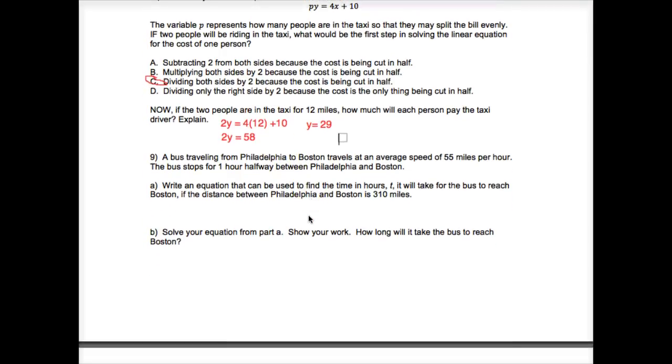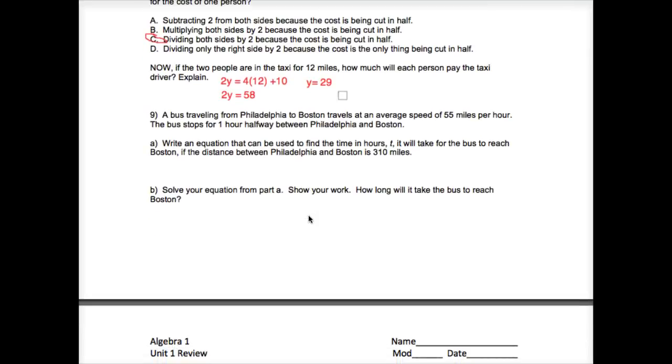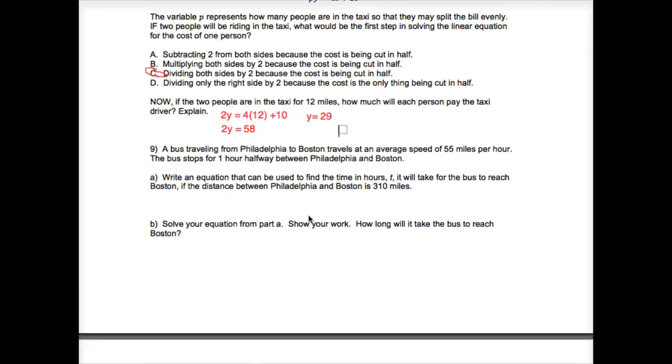Number 9, a bus traveling from Philadelphia to Boston travels at an average speed of 55 miles per hour. The bus stops for 1 hour halfway between Philadelphia and Boston. Write an equation that can be used to find the time in hours T it will take the bus to reach Boston if the distance between Philadelphia and Boston is 310 miles. So one thing that you discussed in junior high, very important, just general math knowledge, is the formula that rate times time equals distance. So this is what we're using in this problem.